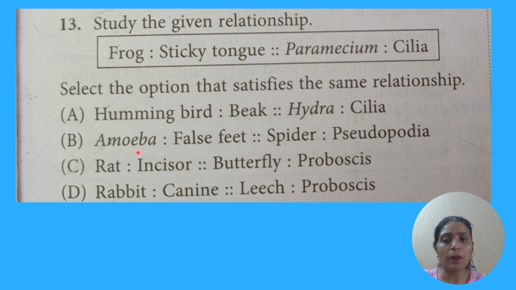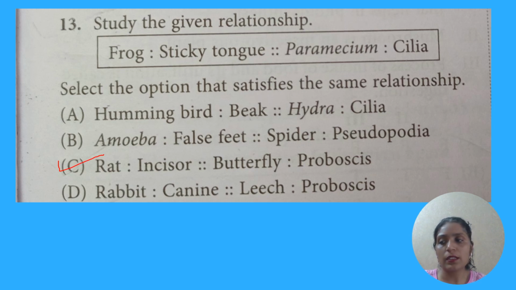Option B: amoeba, false feet; spider, pseudopodia. Here, spider doesn't use pseudopodia. For amoeba, false feet only, we call it pseudopodia. Spider uses webs for catching insects. Option C is rat, incisor; butterfly, proboscis. So rat definitely uses incisors because they eat seeds with their front teeth, and butterfly uses a proboscis. So this is the correct option.